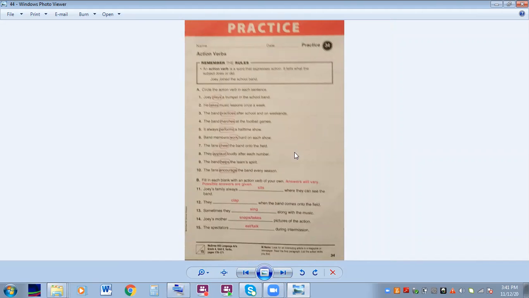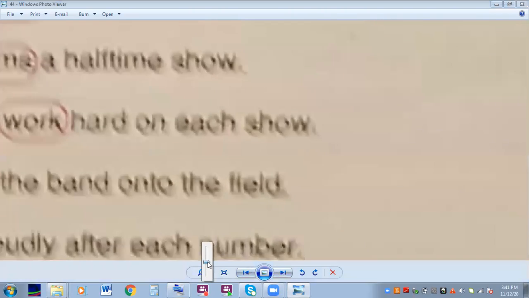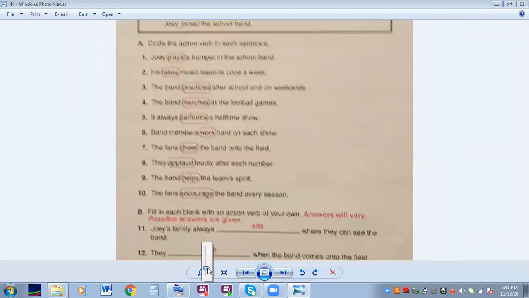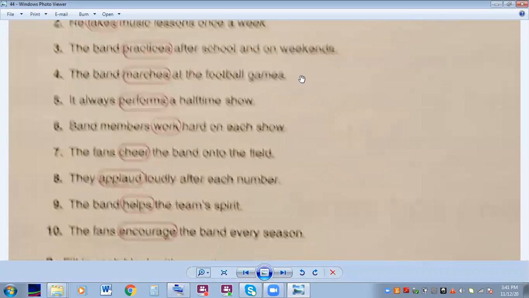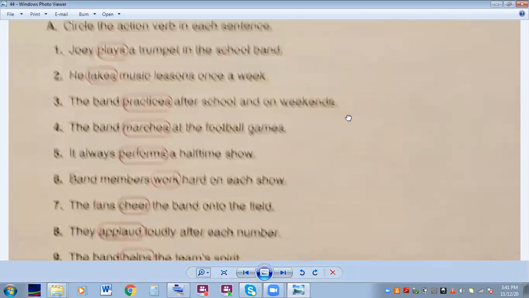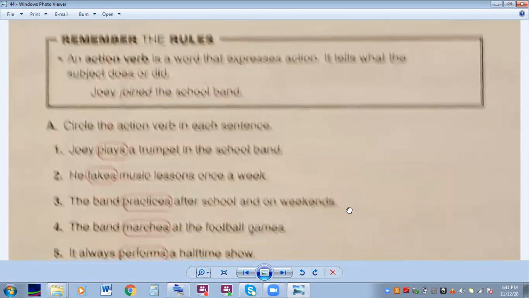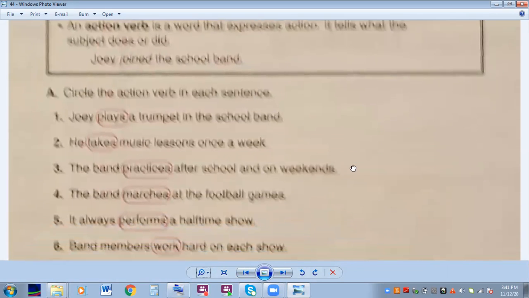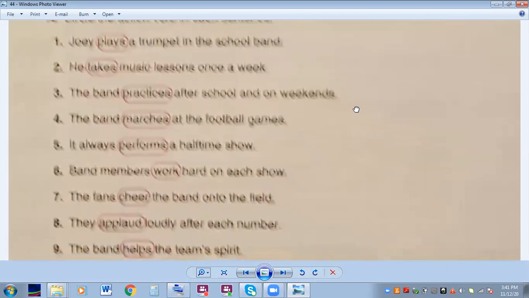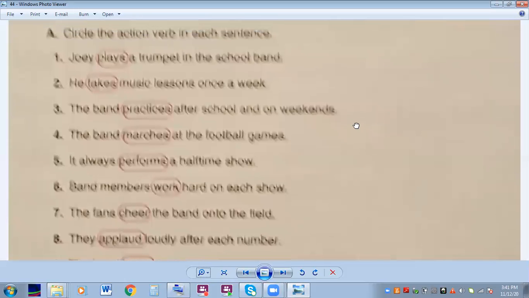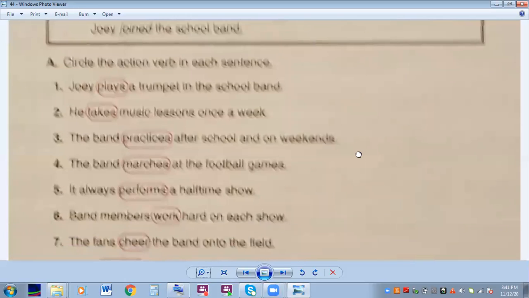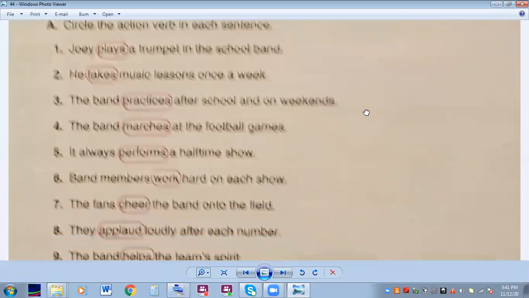All right, let's take a look at page 34 together. We'll go over the answers. The copy's a little blurry, so please look at your book and follow along as we go over the answers together. An action verb is a word that expresses action. Remember, it tells us what our subject does or is. For numbers 1 to 10, it wants us to circle the action verb.